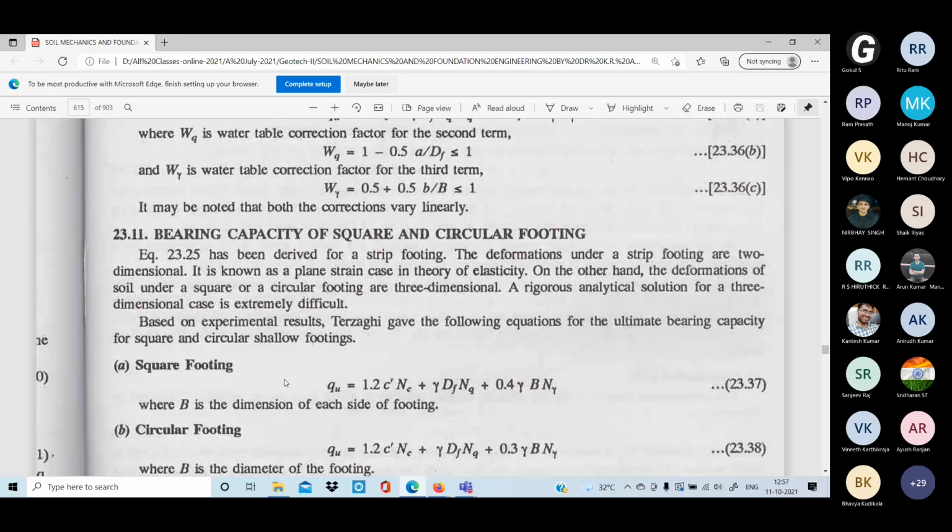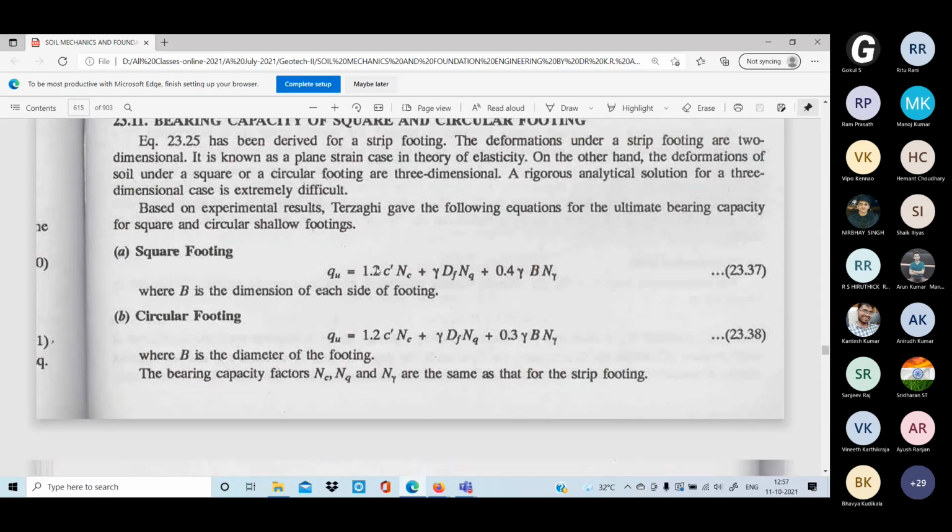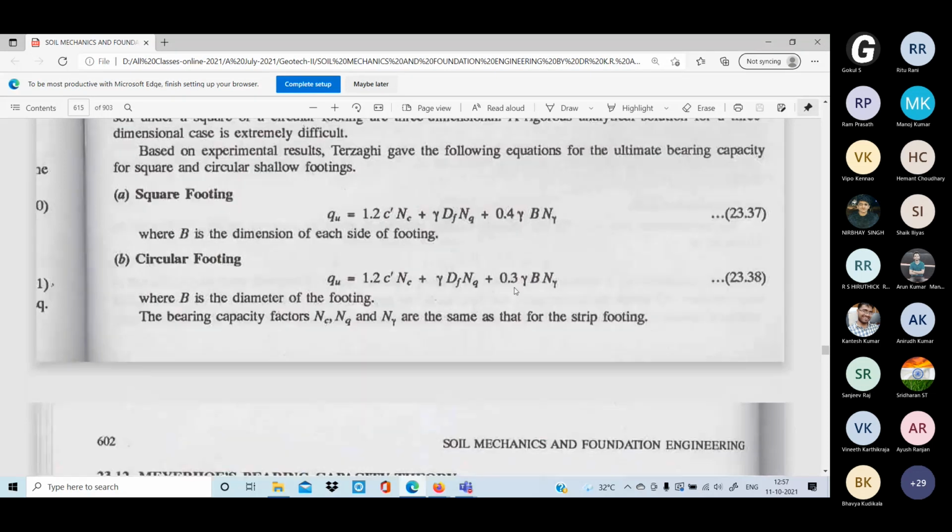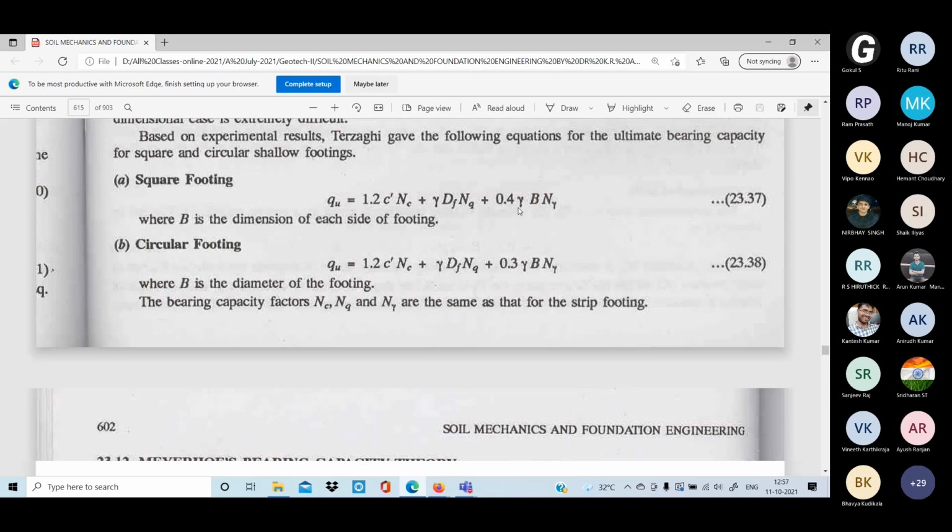And how the bearing capacity equation changes for circular and square footing. The difference is here: 1.3 will come. Here square means 0.4, circular means 0.3. For strip footing it will be 0.5, without this 1.3. For strip footing, it is only cNc plus gamma Df Nq plus 0.5 gamma B N gamma. That is Terzaghi's equation. The same thing can be applied for the square and circular foundation. The only thing is that 1.3 will come here and 0.4 will come here.